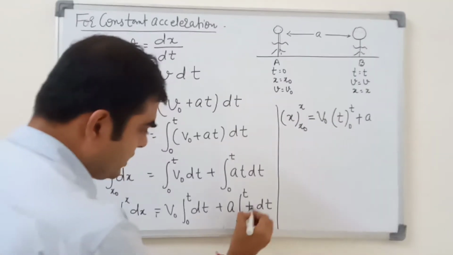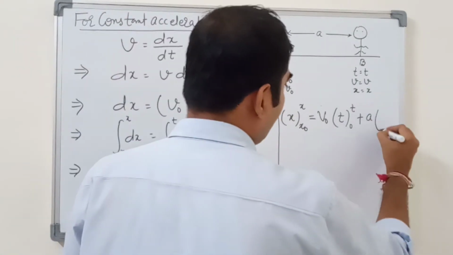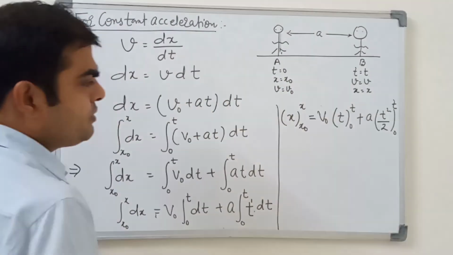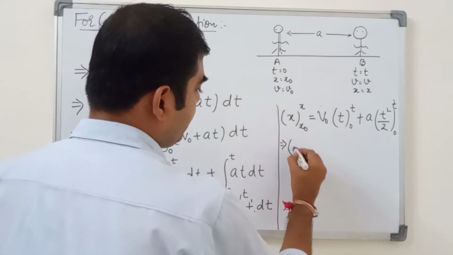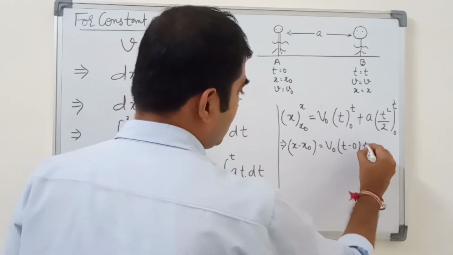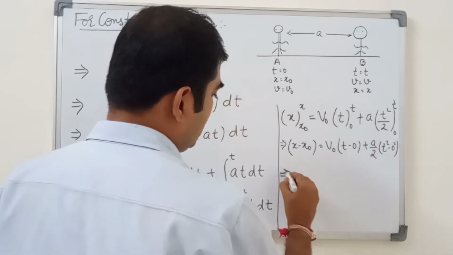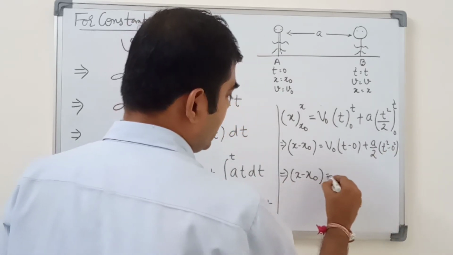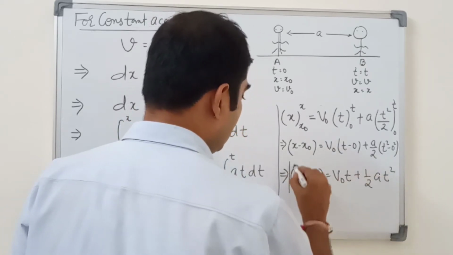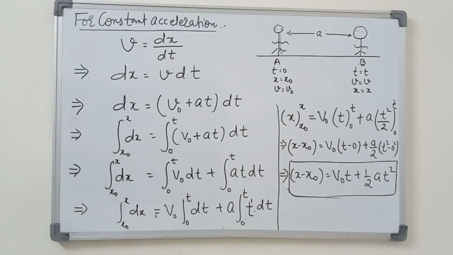Here the power of t is 1, and in integration the power increases, that means t squared upon 2, with limits 0 to t. Is this clear? Now putting in the limits: x minus x naught is equal to v naught t minus 0, plus a by 2 times t square minus 0 square. So the result is x minus x naught is equal to v naught t plus half a t square, which is the second kinematic equation. All of you write this down.